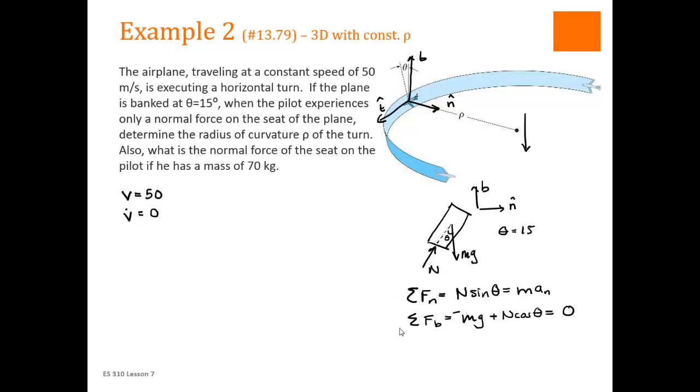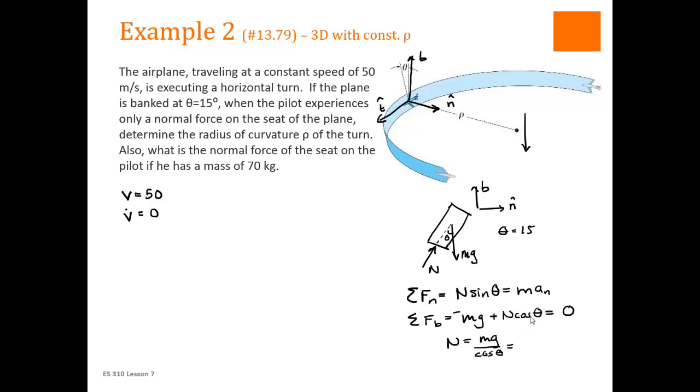So those are our two equations. What do we know here? We know m and g, and we know theta. So the bottom equation allows us to find N. N is going to equal mg divided by cosine of theta. We plug in all our known variables there.